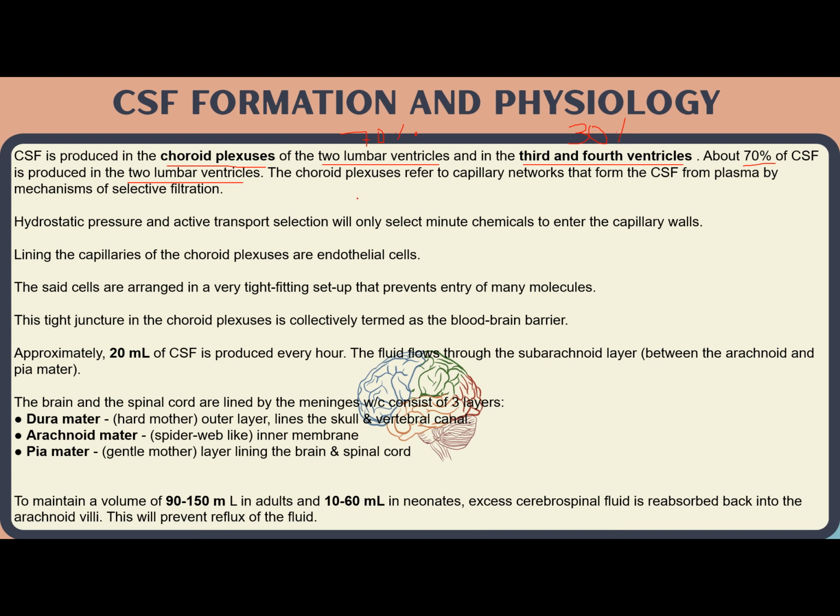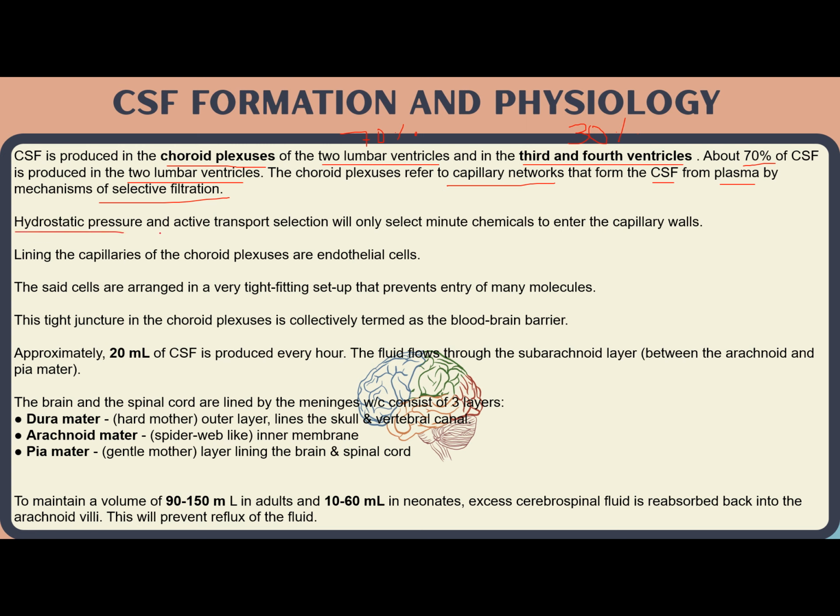Now, the choroid plexus, class, refers to a capillary network that would form the CSF from plasma by mechanisms of selective filtration. So again, class, your CSF would come from the plasma. What happens is that this choroid plexus, class, is a capillary network. So what it does is filter your plasma to become this very clean cerebrospinal fluid.